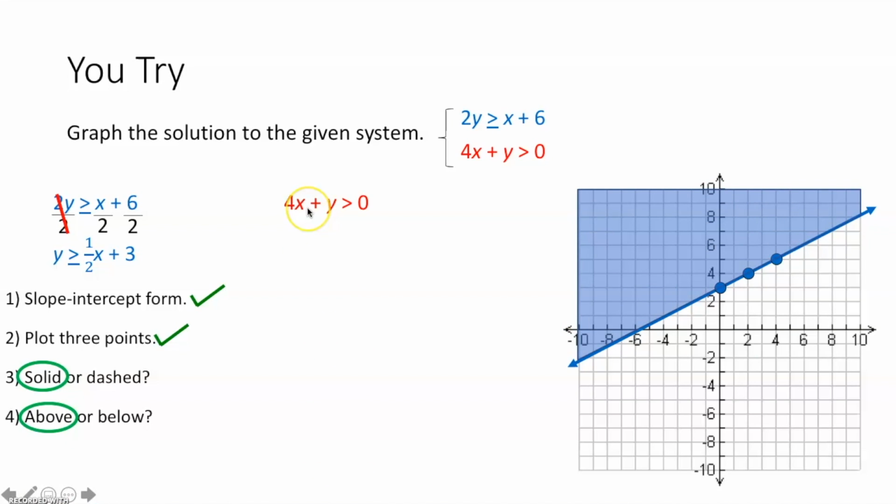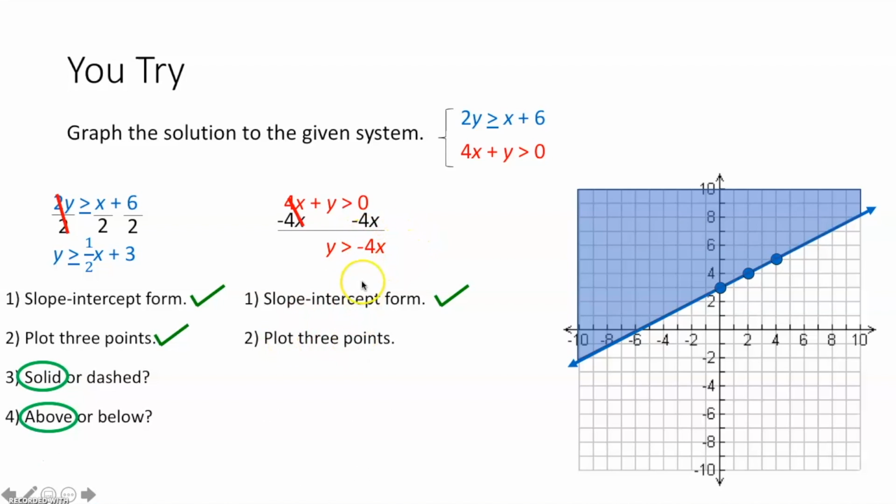Next, let's graph the other one. So here we have 4x plus y is greater than 0. Again, we want it in slope-intercept form, y equals mx plus b. This is in standard form. So we need to get this 4x to the other side. Since it's positive 4x, I'm going to subtract 4x from both sides. When I do that, these are going to cancel each other out. And over here, 0 minus 4x is going to be negative 4x. So we have y is greater than negative 4x. And it's in slope-intercept form, where our m is negative 4 and our b is 0.